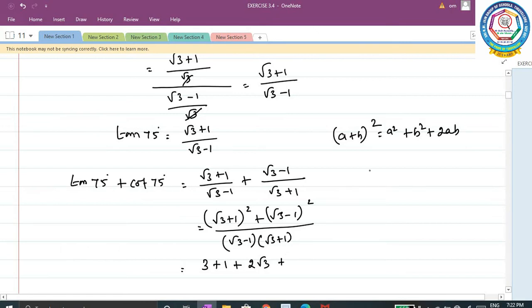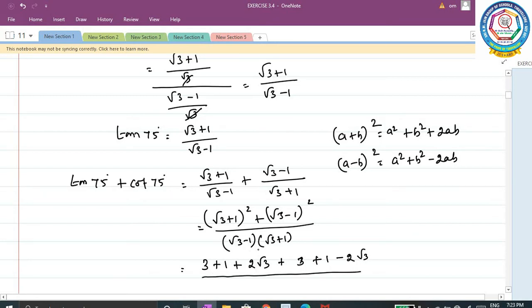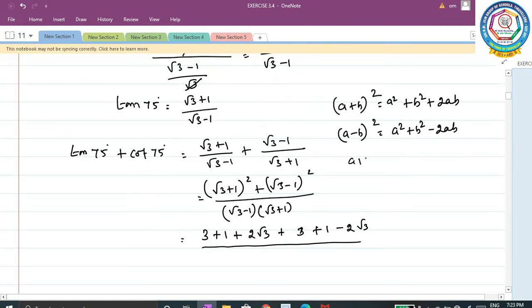Now it is in the form of (a minus b) the whole square. So (a minus b) square equals a square plus b square minus 2ab. So root 3 square is 3, 1 square is 1, so minus 2 root 3, divided by, in the denominator, it is in the form of (a plus b) into (a minus b). So (a plus b)(a minus b) equals a square minus b square. So root 3 square is 3 minus 1 square is 1.